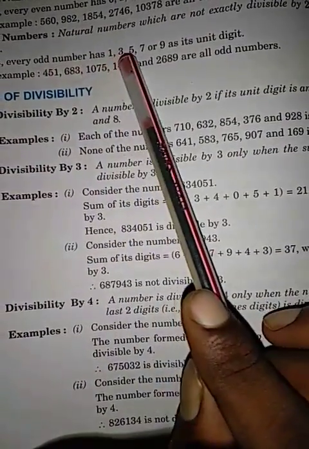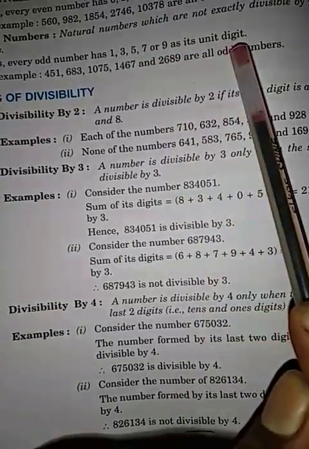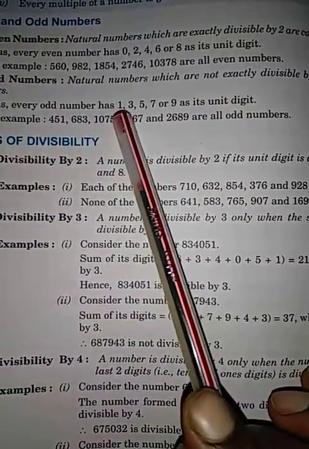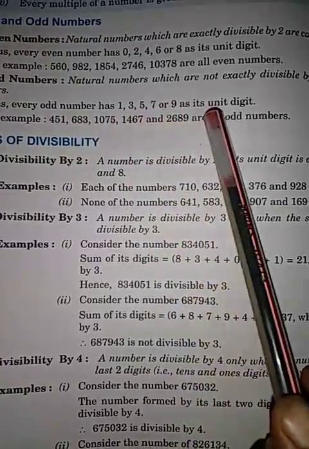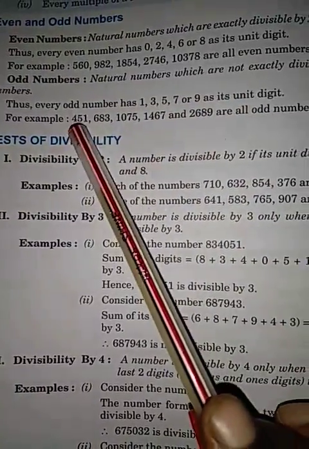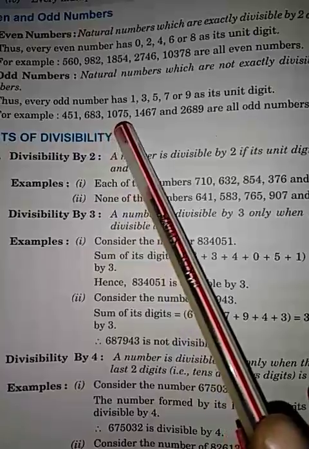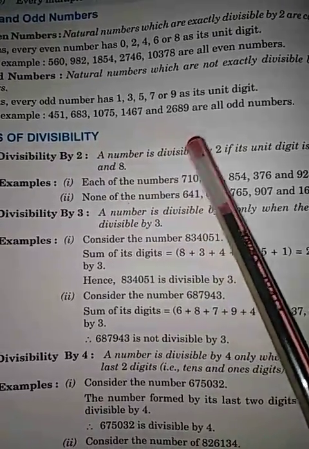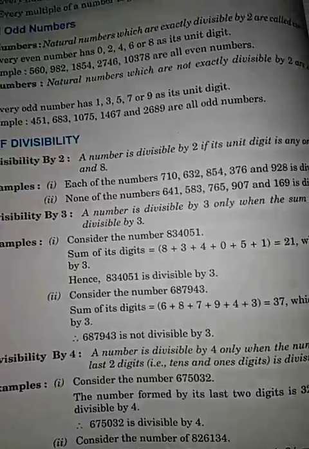Every odd number has 1, 3, 5, 7 or 9 as its unit digit. If the number whose unit place contains 1, 3, 5, 7 or 9, it is an odd number. For example, 451, 683, 1075, 1467, 2689 are all odd numbers.